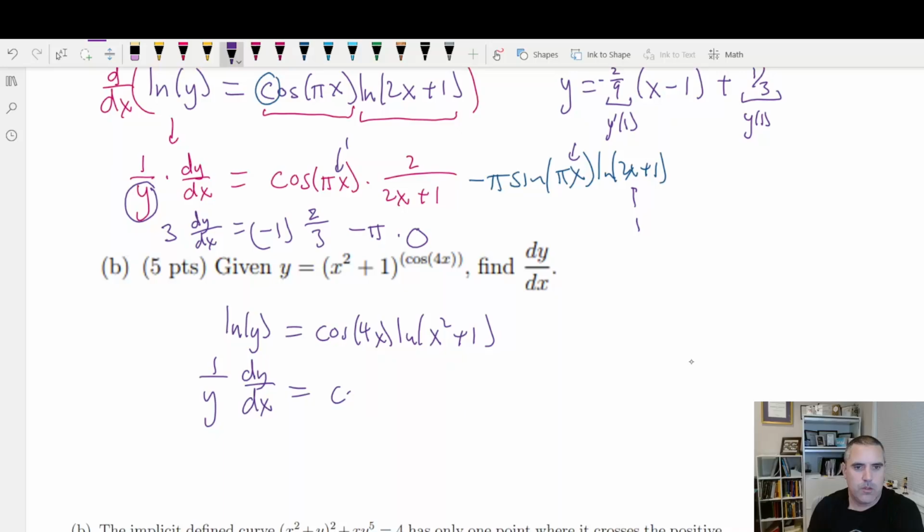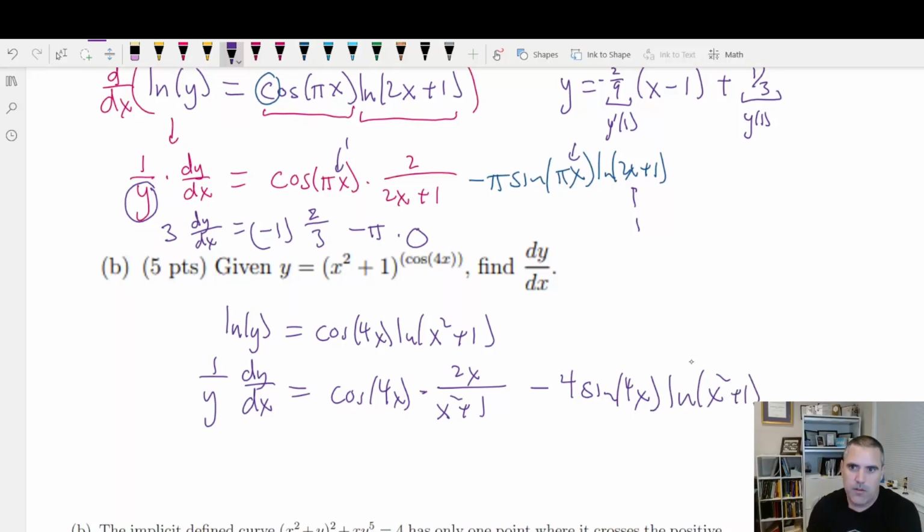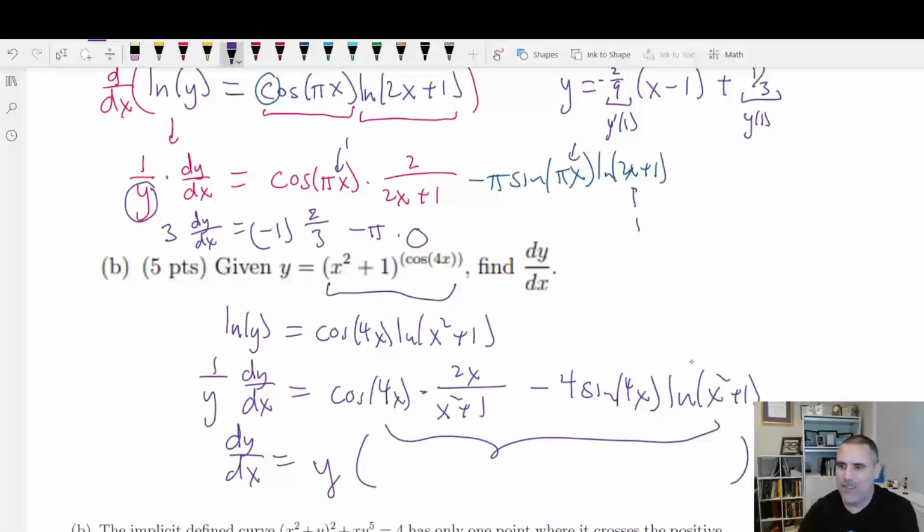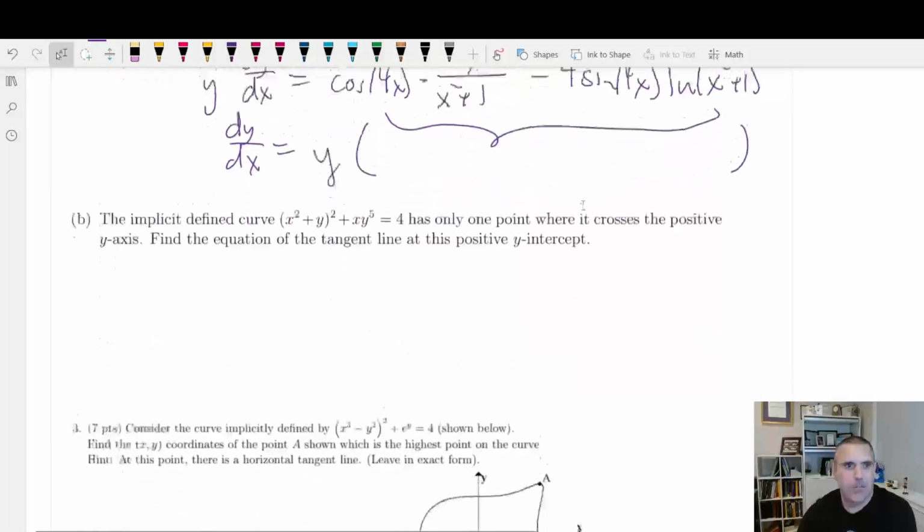I want to get through this one. Cosine of 4x, the derivative of this is 2x over x squared. So really good to know your product rules and all those things well. Negative 4, this is very similar. 4x, this is just random old exam questions I found. If it does ask me for dy dx, then I'd multiply both sides by y. So mess times y. If I wanted to go further, I could replace y with this. All right, being very lazy there.